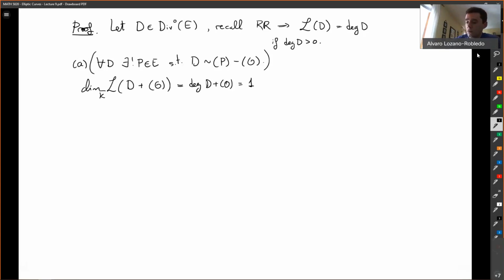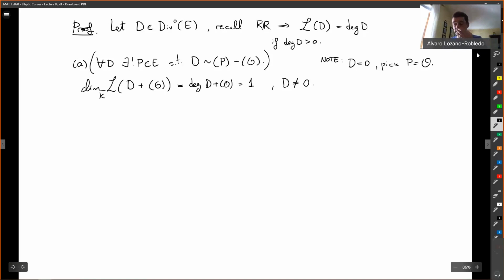Now, let's assume that D is not the zero divisor for now. If D was the zero divisor, then we can just pick P to be O, right? If P is O, then O minus O is the zero divisor, and the zero divisor and the zero divisor are equivalent. So that works. So let's take D to be non-zero.